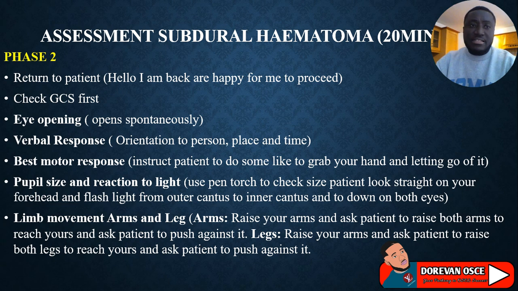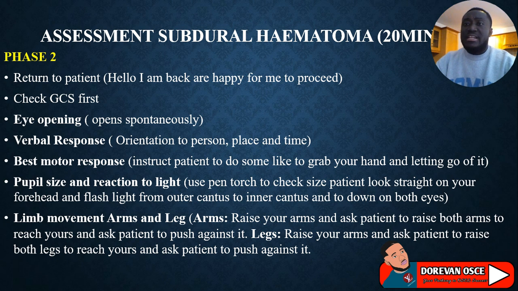And then you look at the verbal response. For the verbal response, you are checking whether the patient is oriented to time, place, and person. So you ask these three questions. First, ask the patient who you are. You are the nurse, but just ask the patient who you are. If the patient is able to answer, then it means the patient is oriented to person. So you ask the patient who you are, where the patient is, and what time of the day it is. These are the three questions you ask.